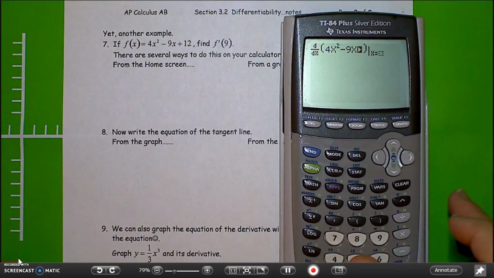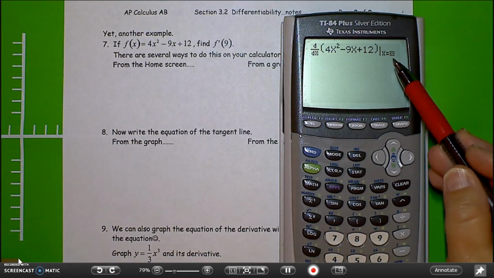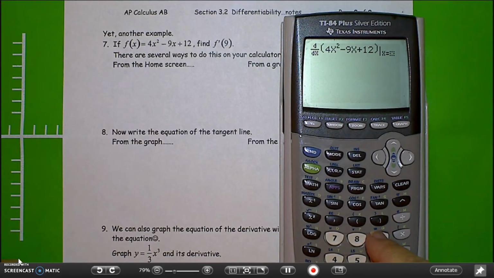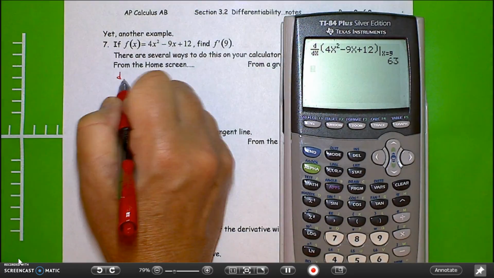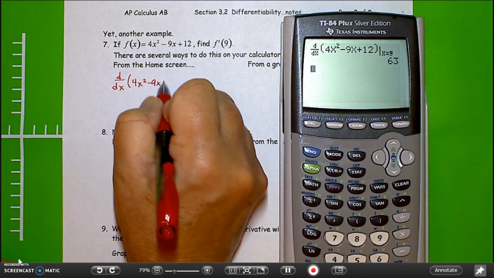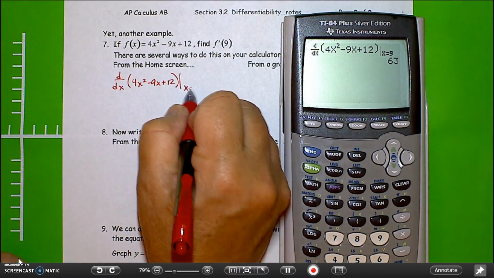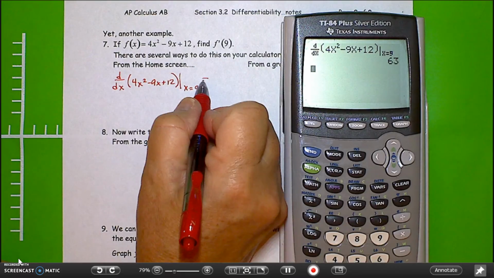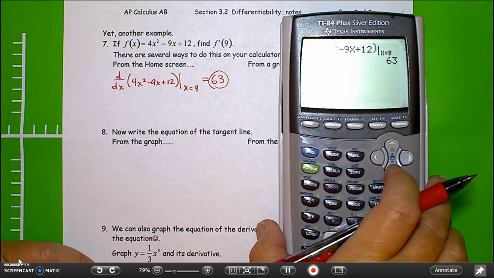But for now, I'm just going to enter the function itself there, and then move arrow right, and the x value we're interested in is 9. Hit enter, and it gives me 63. So basically, we'll jot down what we did here. Okay, and that answer was 63. Okay, so that's one way to do it automatically.